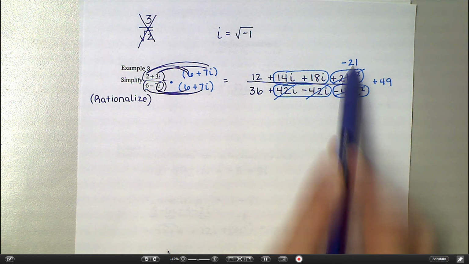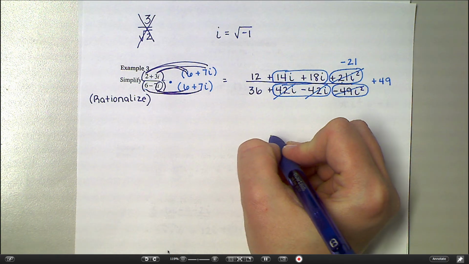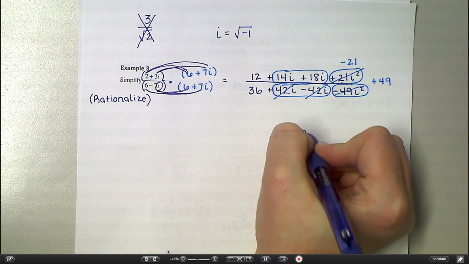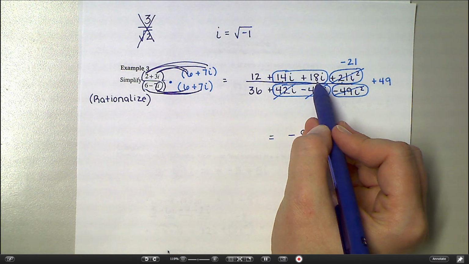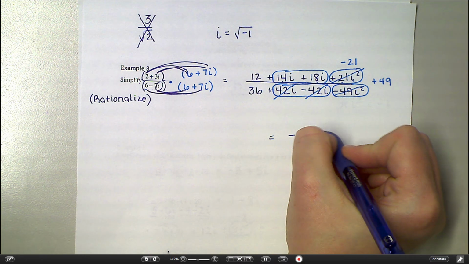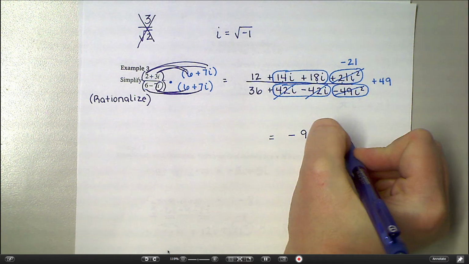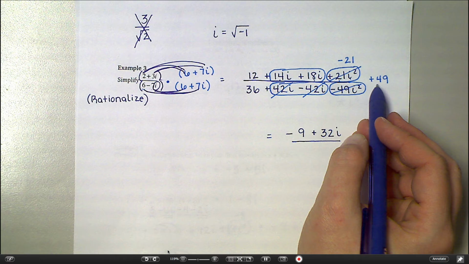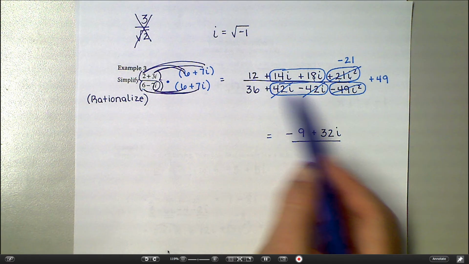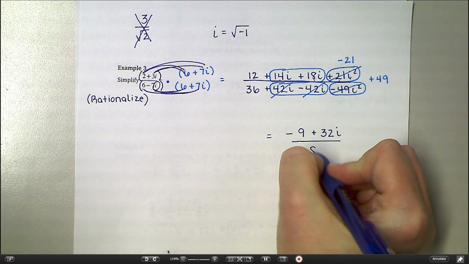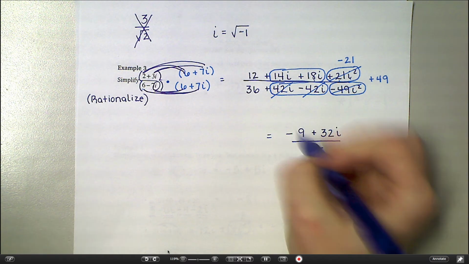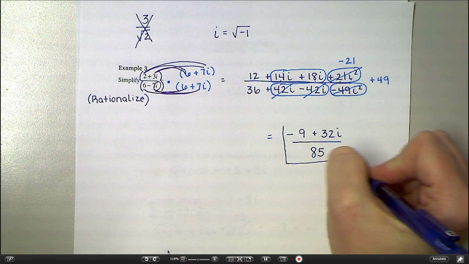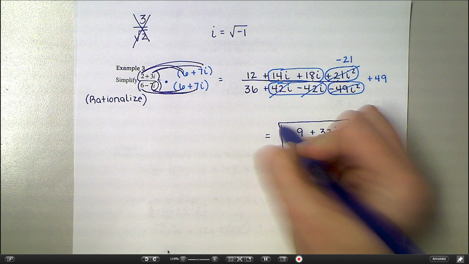Right, so I'm going to do all of that together. 12 minus 21 here is -9. 14i plus 18i makes 32i. And then on the bottom, I have 36 plus 49, which, let's see, that's 85, I believe. Okay. And this thing right here is your final answer.